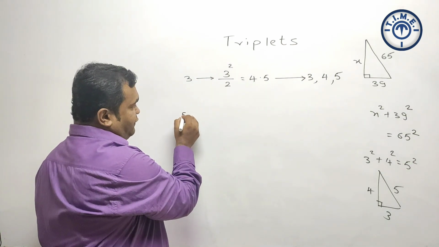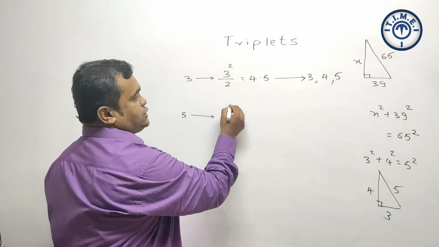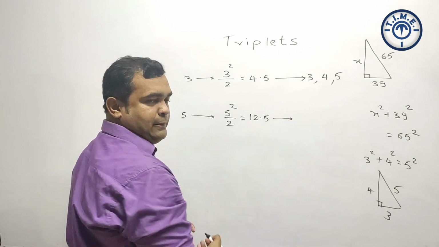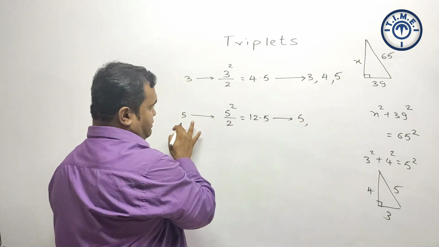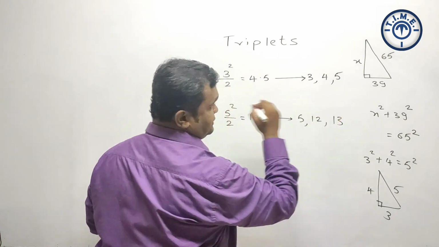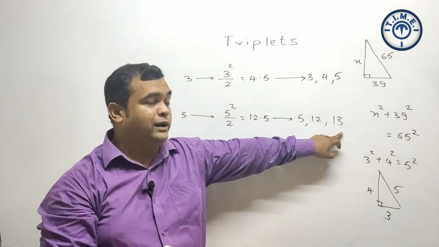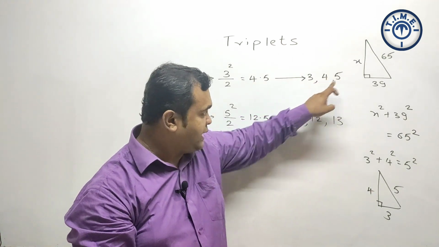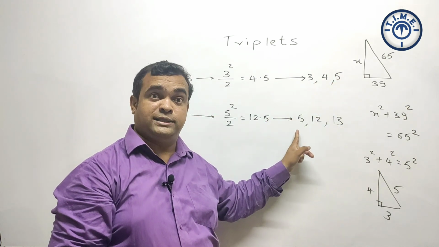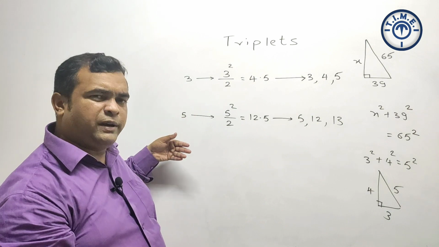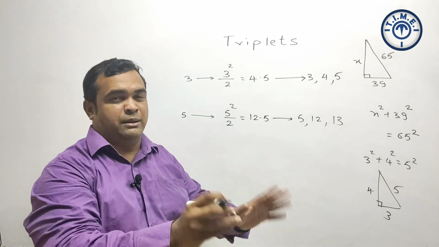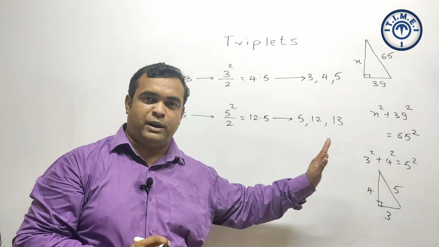Can I generate a triplet from 5? 5 square by 2, 25 by 2, that is 12.5. So 5 is one of the numbers, the integer below 12.5 is 12, the integer above 12.5 is 13. So my triplet is 5, 12, 13. Here also it is 5, here it is also 5, but please understand, there 5 is the longest side, here 5 is the smallest side, that's the difference. Like that I can generate a triplet from 7, from 9 and many more. There is a separate technique to generate triplets from even numbers also, so I am not discussing that part here.